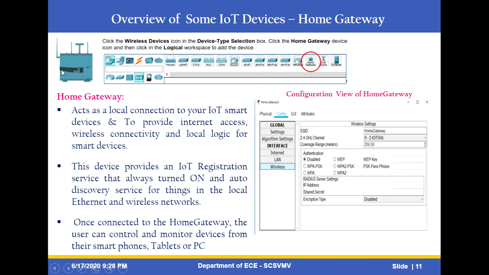Here, what is a home gateway? This is the icon for the home gateway. This home gateway acts as a local connection to your IoT smart devices and provides internet access, wireless connectivity and local logic for smart devices. This device provides an IoT registration service that is always turned on, and an auto discovery service for the things in the local Ethernet or wireless networks. Once you connect the home gateway, the user can control and monitor devices from their smartphones, tablets or PC.